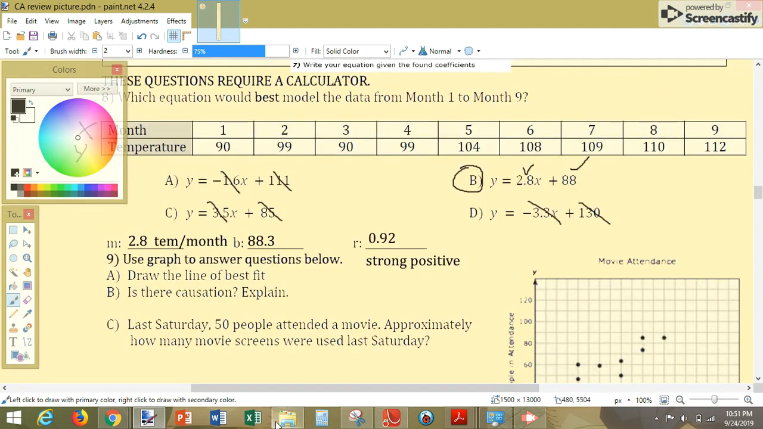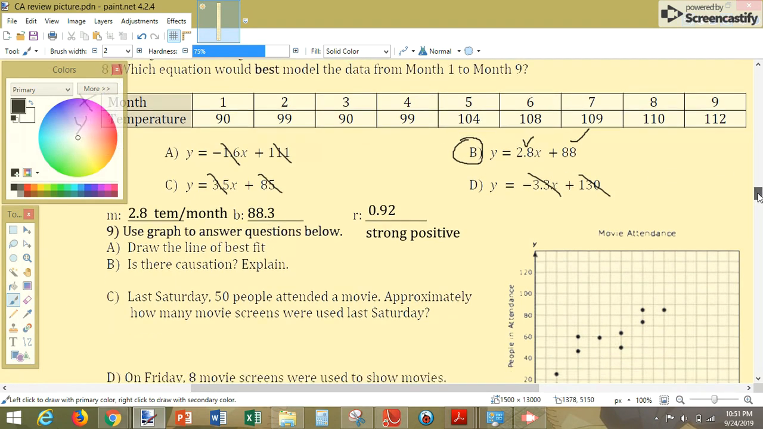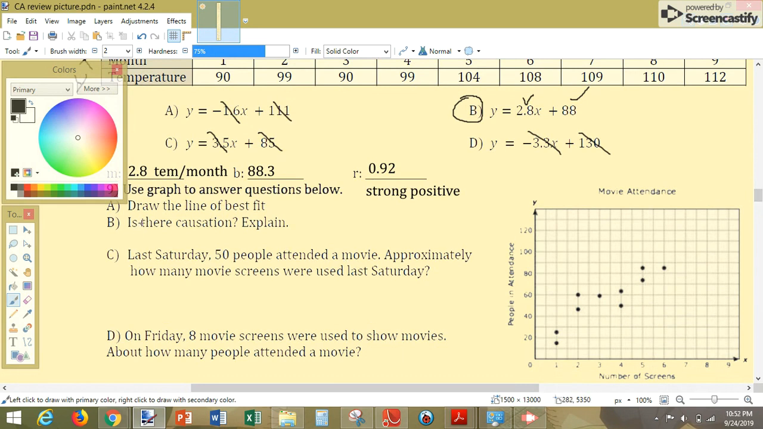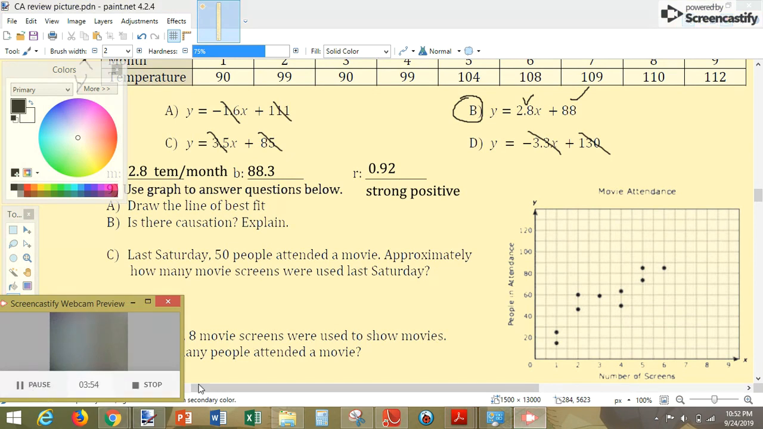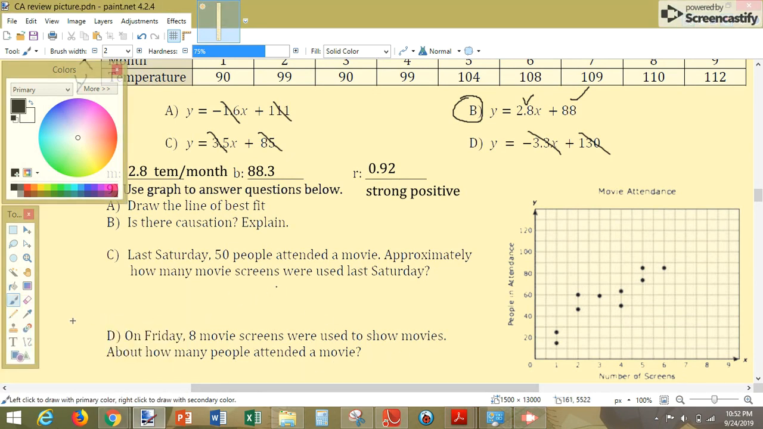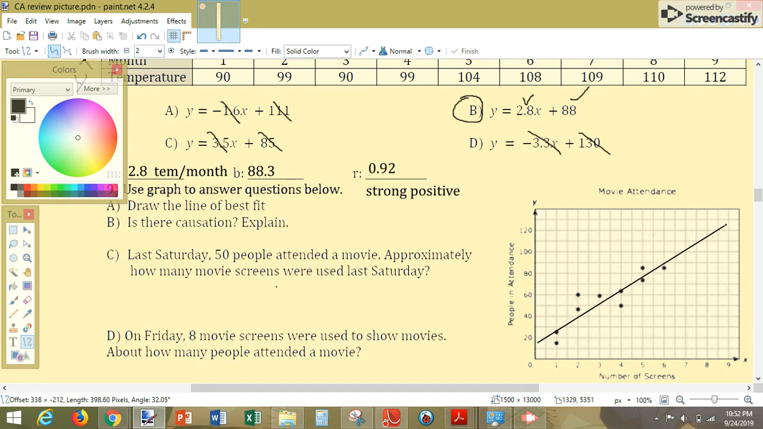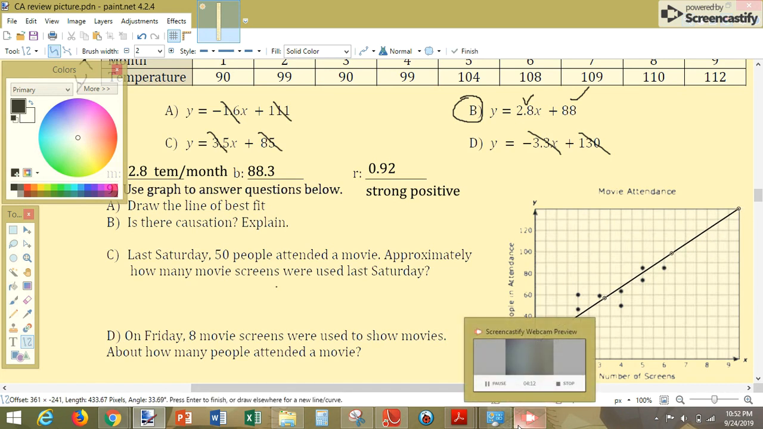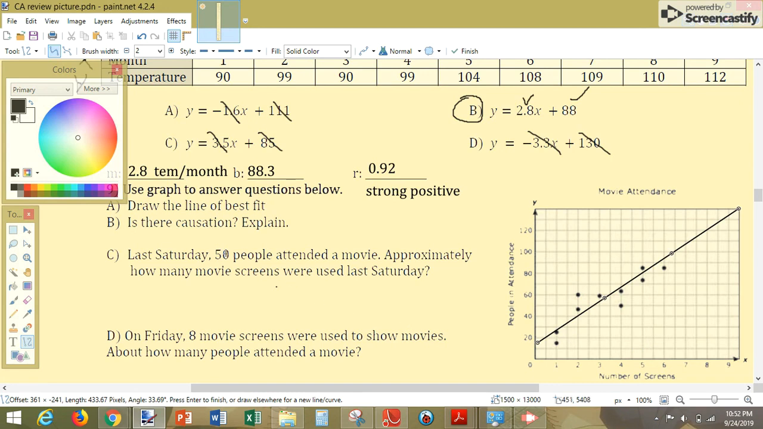Let's look at number 9. Use the graph to answer the questions below. You'll draw a line of best fit. To draw our line of best fit, just take your pencil, connect as many points as you can without making it a curve, and there you go. That is your line of best fit.